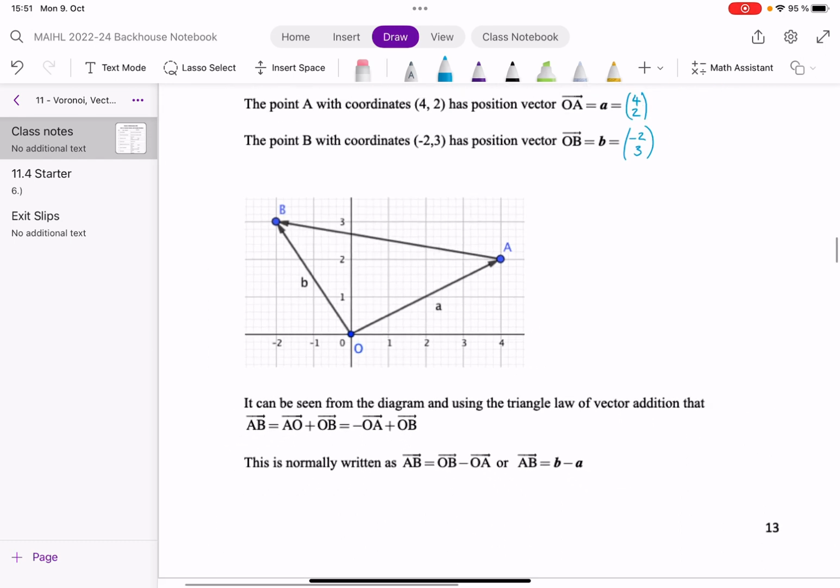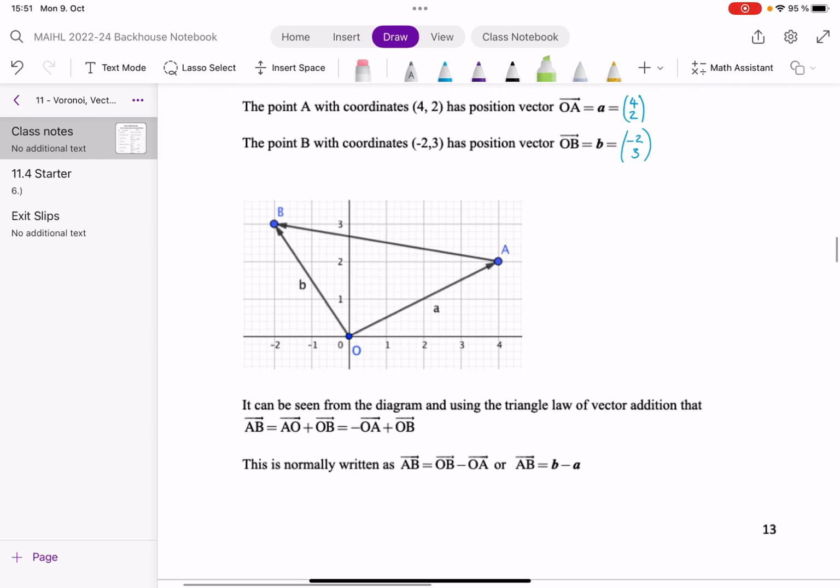There's many ways of doing this. One way is to go, well, if I want to go from A to B, one thing I could do is go back to the origin, because I have a way of describing that motion, and then go from the origin onto B. So back to the origin, and then from the origin onto B. So we're going from A to O, and then O to B. And based on that triangle law, we should end up with A to B.